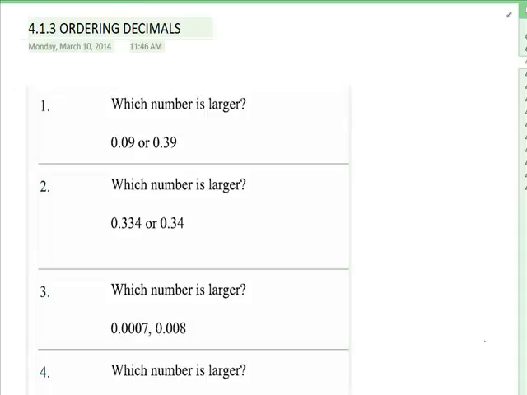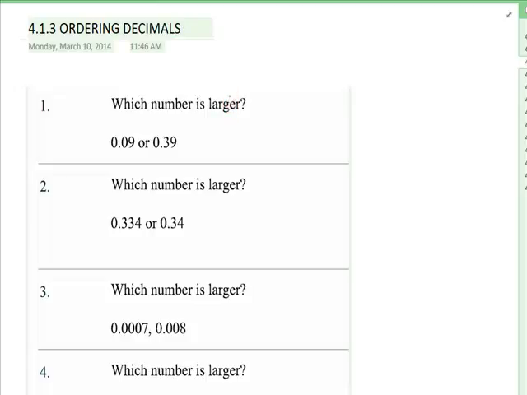This lesson helps us think about the actual size of a decimal, because sometimes decimal numbers can be misleading because our eyes and our mind are usually thinking about whole numbers. So in talking about ordering decimals, we're not actually going to put them in order. We're simply going to acknowledge which one is larger.